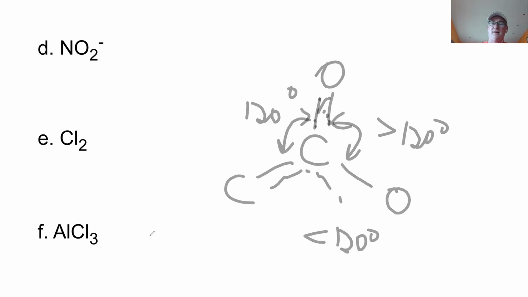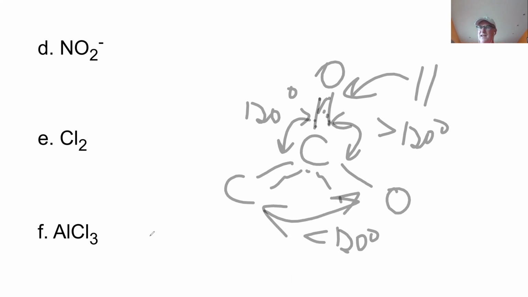Either there's going to be lone pairs up here, or there's going to be a double bond up here, or something to push these two closer together. I can't think of anything that's going to bring them closer. Okay, so we want to know the angle of the least dense area... no, that's not true. I can think of one thing.